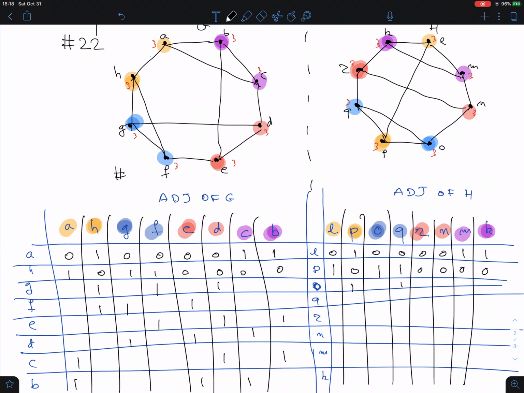Okay. So now on the left, the neighbors of O are Q, P, and N. Looks good, right? The neighbors of Q are O, R, and P. Yep. The neighbors of R are N, K, and Q. It's almost like bingo, right? And the neighbors of N are M, O, and R.